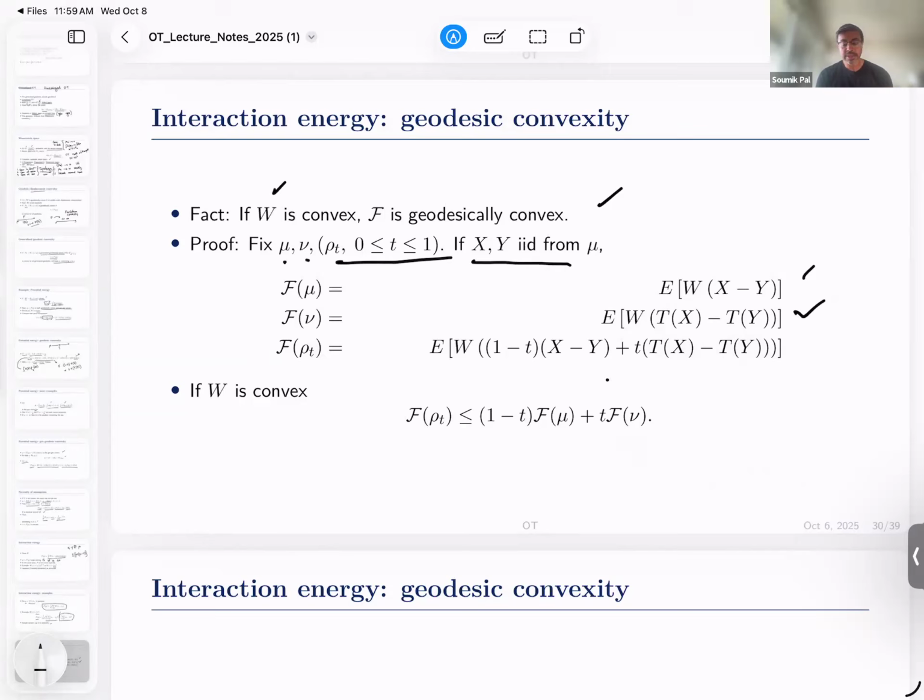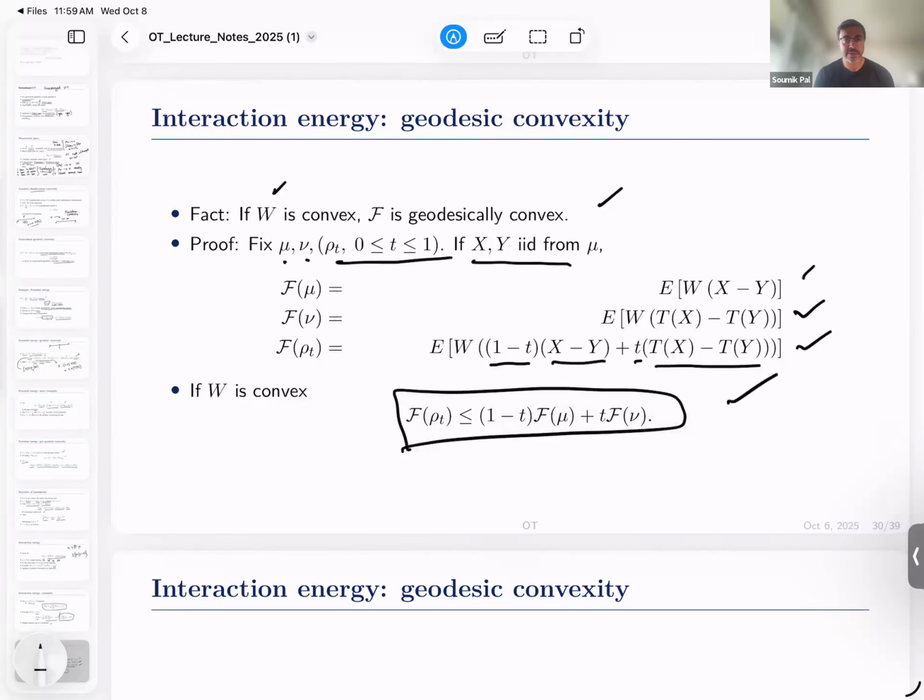Same deal here. (1 minus t)x plus t times T of x gives me a sample from rho t. (1 minus t)y plus t times T of y gives me a sample from rho t. I combine the two, I get this. And now you see, it's neatly of the form (1 minus t)(x minus y) plus t(Tx minus Ty), and therefore since W is convex, I get convexity. Make sense? Same way you just generalize geodesic convexity. Good.